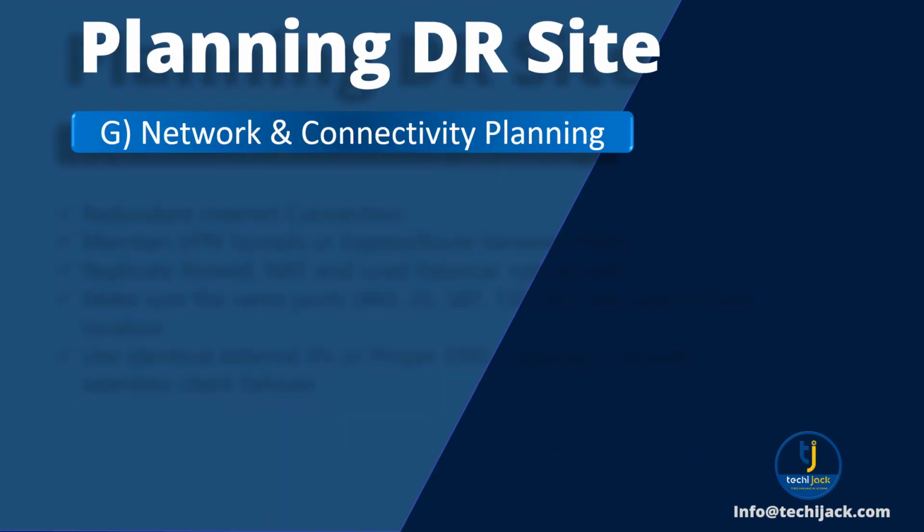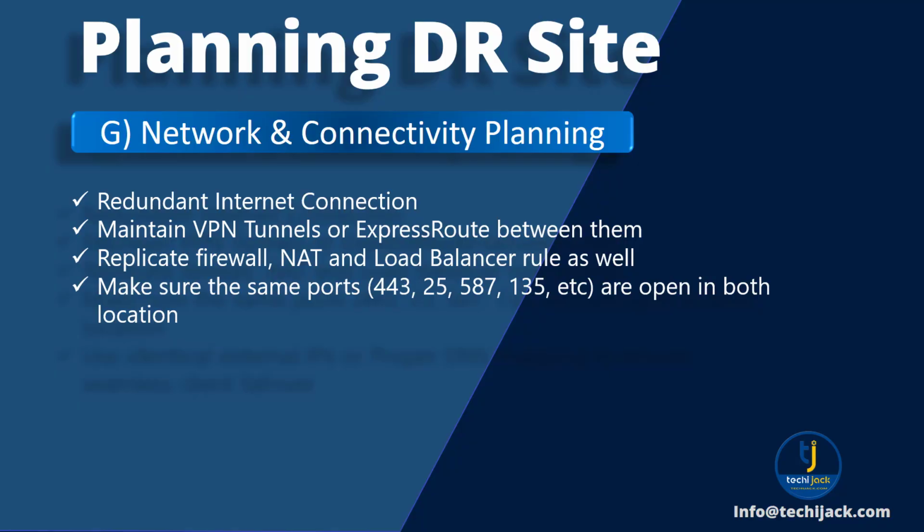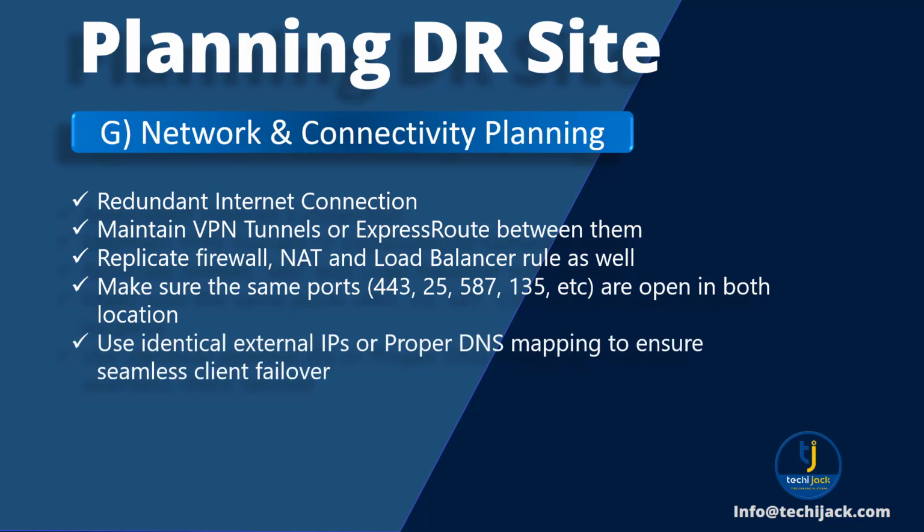And our seventh component is network and connectivity. Without network readiness, disaster recovery won't work. Both sites should have a redundant internet connection. Maintain the VPN tunnels or ExpressRoute between them. You should have proper routing set up between both the primary and the disaster recovery site. Replicate your firewall, NAT and the load balancer rules. And make sure the same ports are used, like for HTTPS it's 443, 25, 587, 135 etc. are open in both locations.